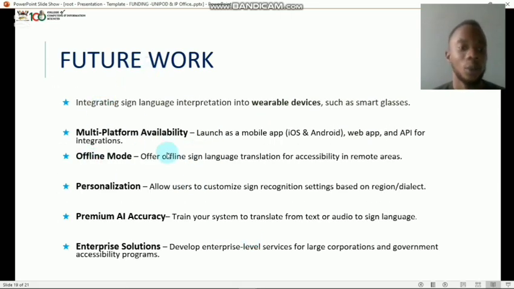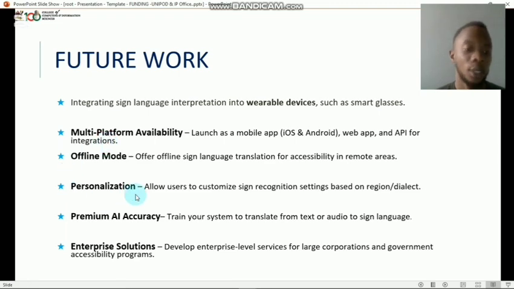One of the key future works that we intend to implement is the offline mode. This basically helps people in remote areas to easily access this sign language translator without needing an internet connection, which could also be costly in some areas. Another key future work would be multi-platform availability, launching this app as a mobile app or a web app, which could help in reachability and availability to very many people, the masses.